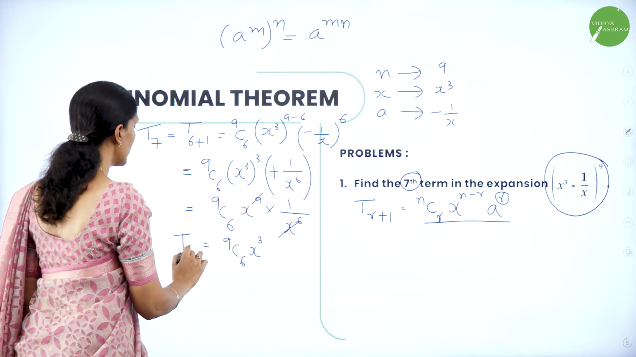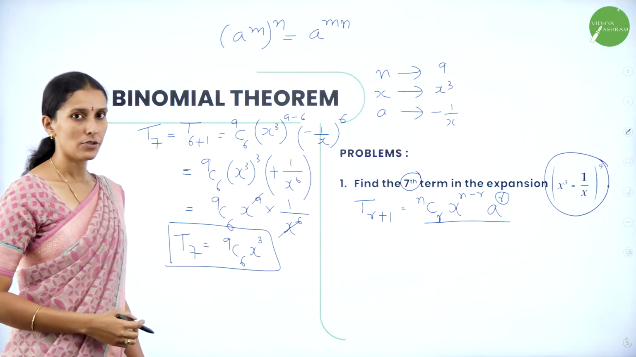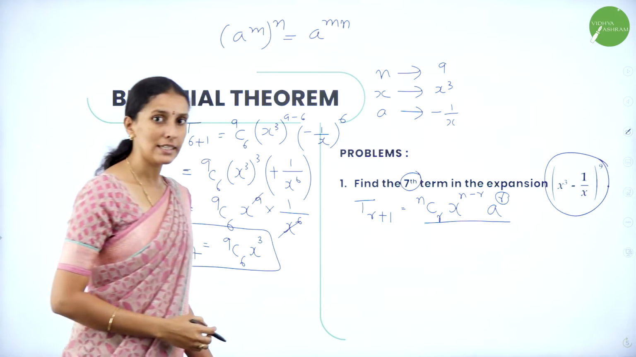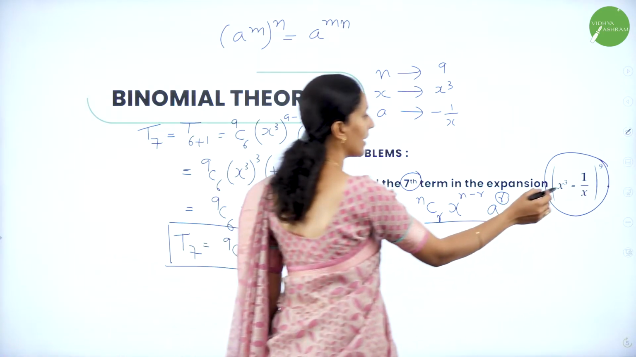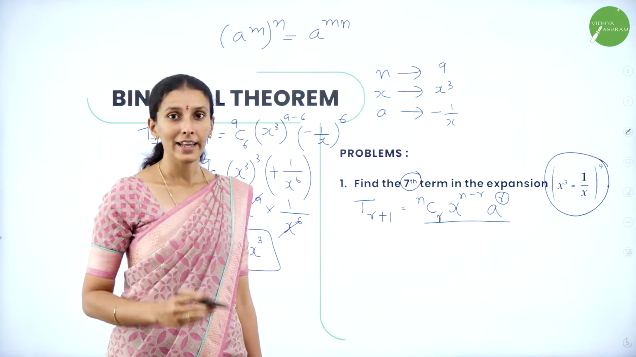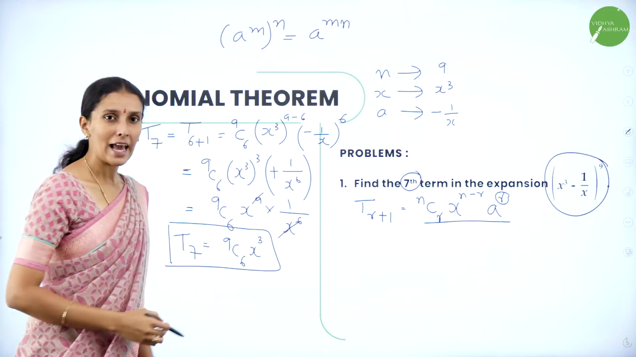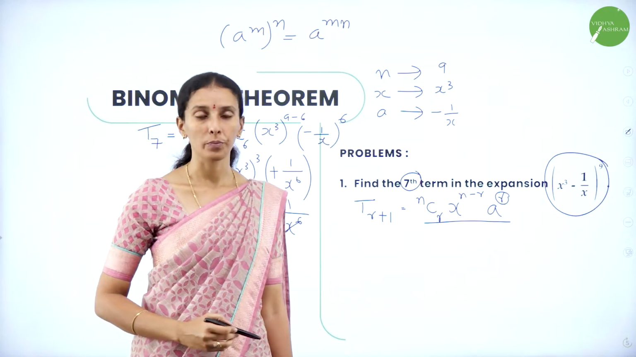So this is the general term expressed in this form. We have to find the 7th term. So when you expand this, since you have 9 as an index, you have 10 terms in that expansion, where the 7th term is 9C6 x cube.